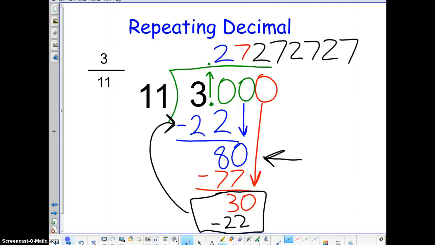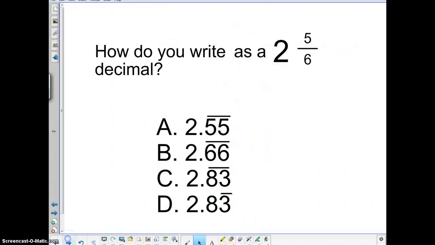Usually you want to do 2 or 3 times just to make sure that it's a repeating decimal. But we can just say that it's 0.27 repeating, which is the same as 3/11. 3/11 is the fraction form. 0.27 repeating is the decimal form. All right? I'll give you a little bit longer to record that into your notes. And then we'll move on here.